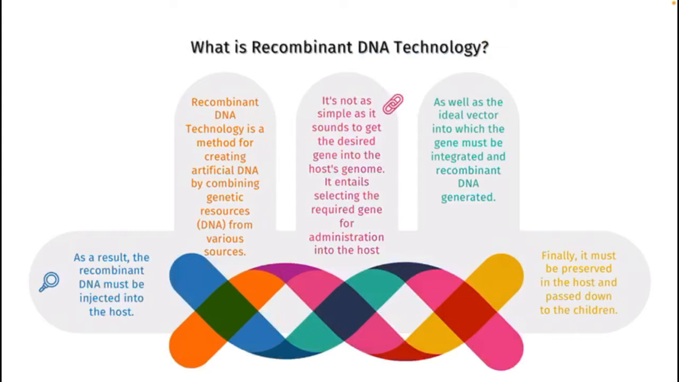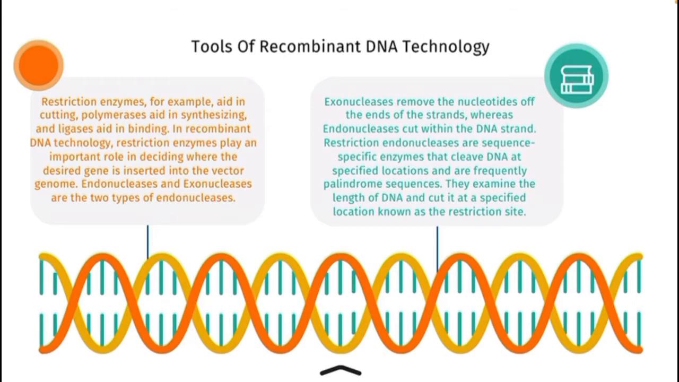Inserting the desired gene into the genome of the host is not as easy as it sounds. It involves the selection of the desired gene for administration into the host, followed by selection of the perfect vector with which the gene has to be integrated and recombinant DNA formed. Thus, the recombinant DNA has to be introduced into the host and at last has to be maintained in the host and carried forward to the offspring.